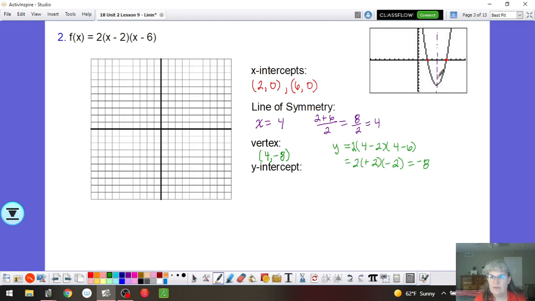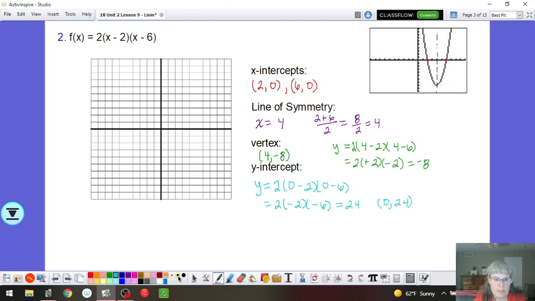We can't see the y-intercept on this graph, so we take the time to plug in 0 for x, so 2 times (0 minus 2) times (0 minus 6), and we have 2 times 0 minus 2 is -2, 0 minus 6 is -6, 2 times -2 is -4, times -6 gives us a positive 24. So our y-intercept is located at (0, 24), and that's why we don't see it on our graph.